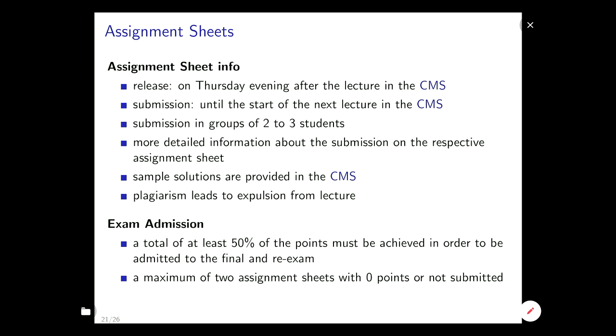Because, again, the idea of the assignment sheets is for you to try to apply the stuff. And eventually you have to do that anyway in the exam. And if you didn't exercise that in the exercises, you will fail the exam for sure.